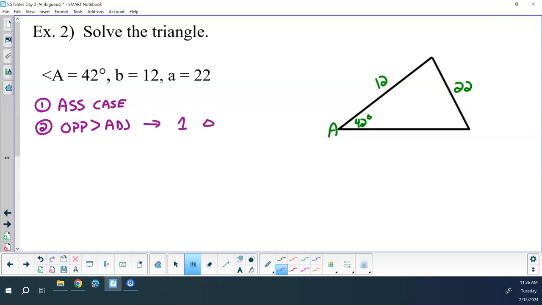So ambiguity is off the table. Now it's just a normal straight up, like we've been doing for a couple of years now, law of sines problem. Okay? So this would be angle B, this would be angle C, this would be side C. Those in blue are the 3 that we need to find. Okay? So let's find them. Sine of 42 degrees divided by 22 is going to equal the sine of B divided by 12.